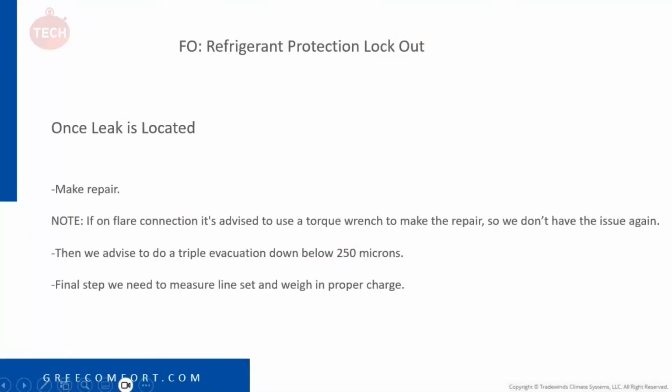All right, so once the leak is located, obviously we want to make that repair. If the leak is on the flare connection, use a torque wrench, which I did kind of say earlier, to prevent that issue from happening again. And then we also advise doing a triple evacuation down to 250 microns. So again, if your unit does leak, we have an issue. We could have non-condensables in there, moisture. So that's why we want to do a triple evacuation to make sure to get any non-condensables and moisture out of there. Final step, we'd want to measure the line set and weigh in proper charge.